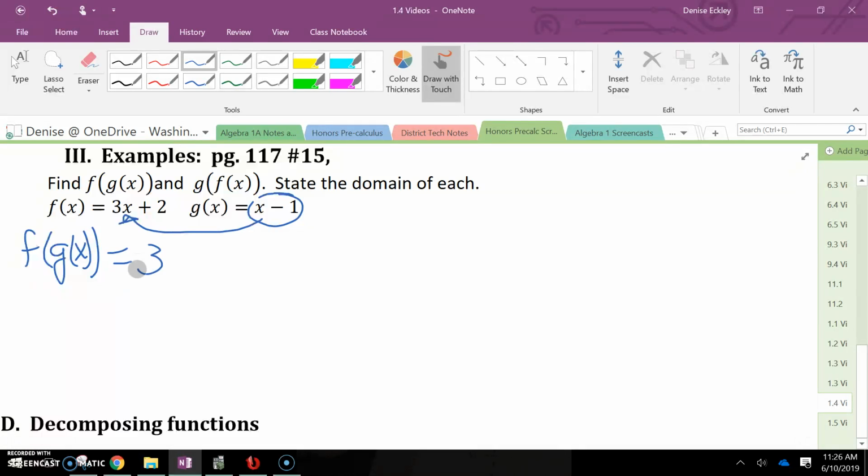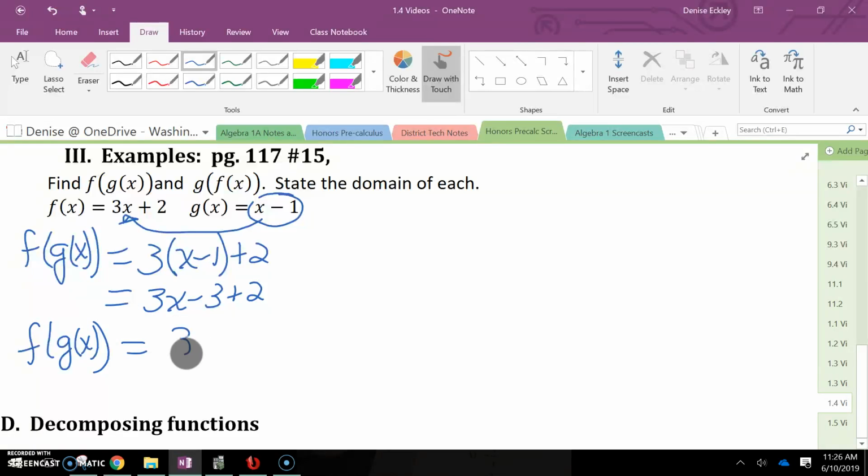is going to equal 3 times (x minus 1) plus 2. So simplifying, we get 3x minus 3 plus 2. So f of g of x is going to equal 3x minus 1.